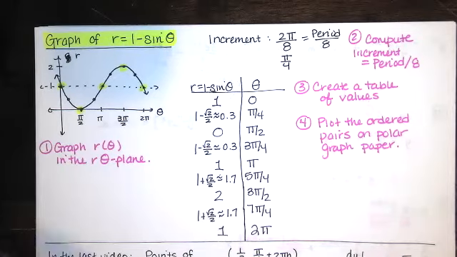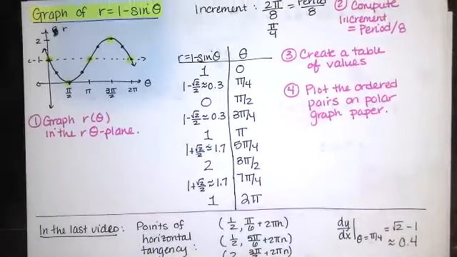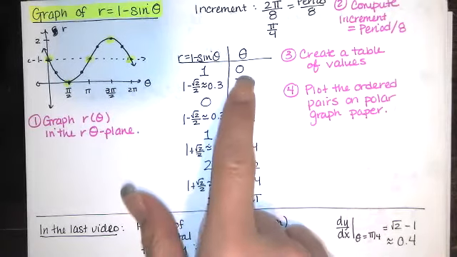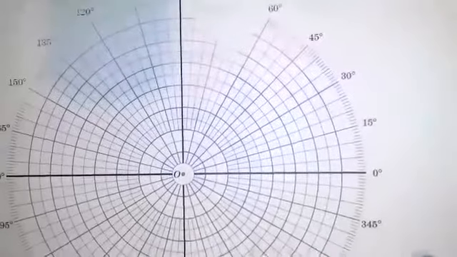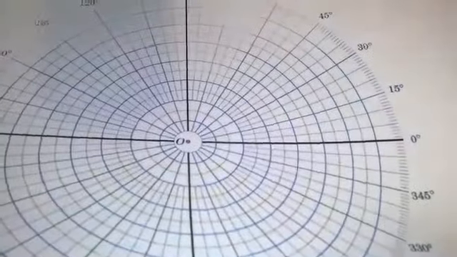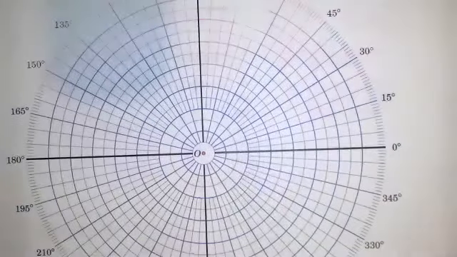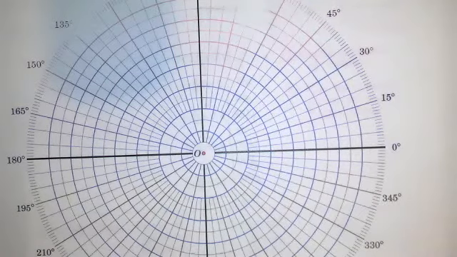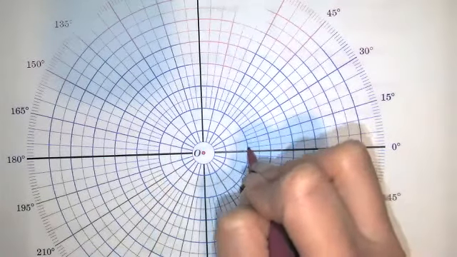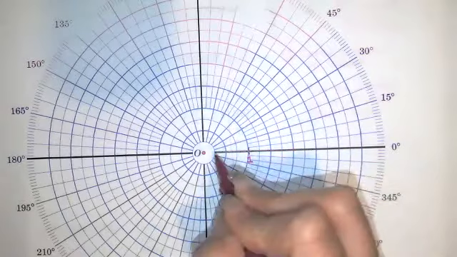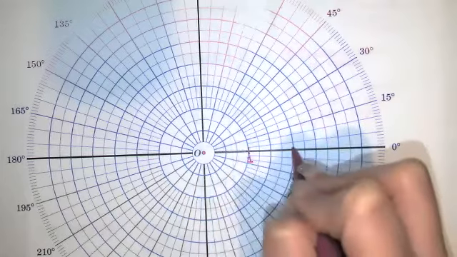So let's do that, and then we'll look at the points of tangency listed below. So when theta equals 0, r equals 1, and the largest r ever gets to be on this table is 2. So I'm going to make my r these little subdivisions count for more. So I'll say that this is r equals 1 right here. And that's 1, 2, 3, 4 units out. And then this will be r equals 2.